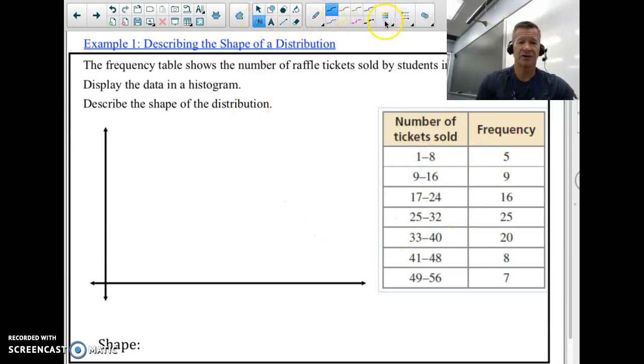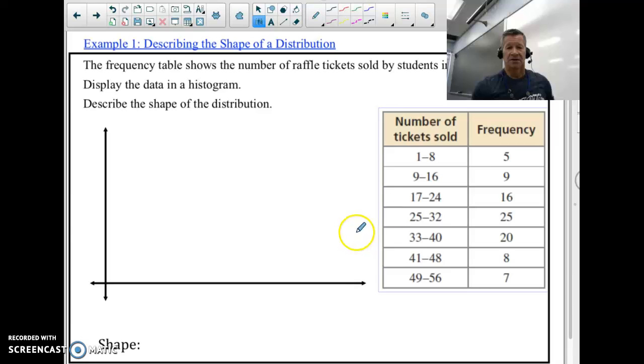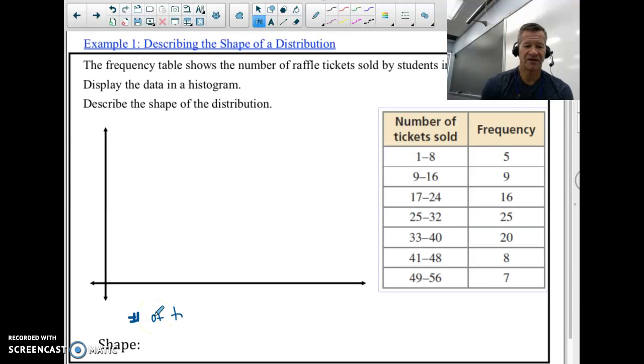So if we look at this graph first, we've got what we call a frequency table here. What we want to do is put this frequency table into a histogram. So we want to create our own histogram. On the x-axis, we are going to have the number of tickets sold. We're going to put down these categories: 1 to 8, then leave a little space, 9 to 16, 17 to 24, 25 to 32, 33 to 40, 41 to 48, and 49 to 56.